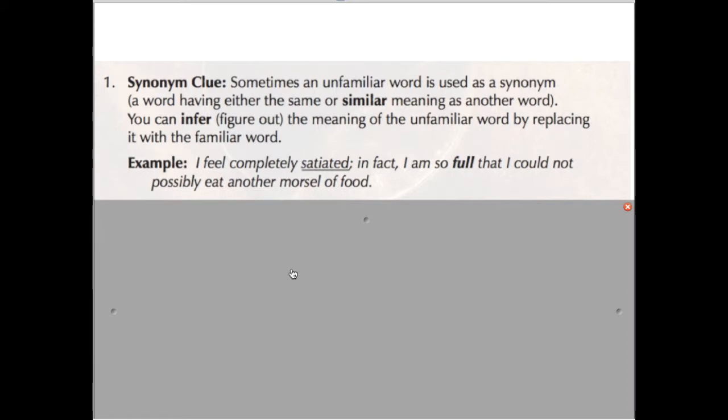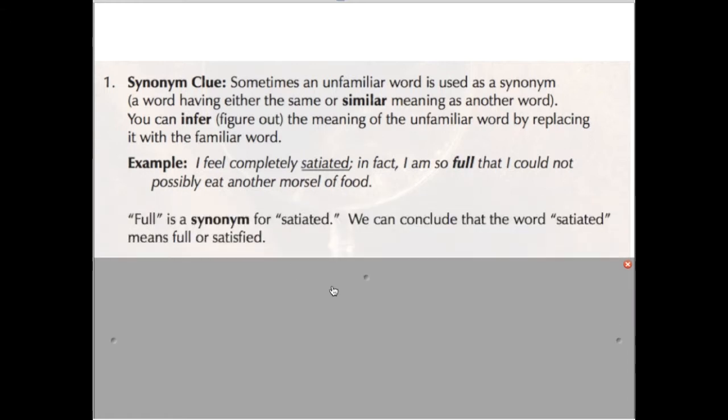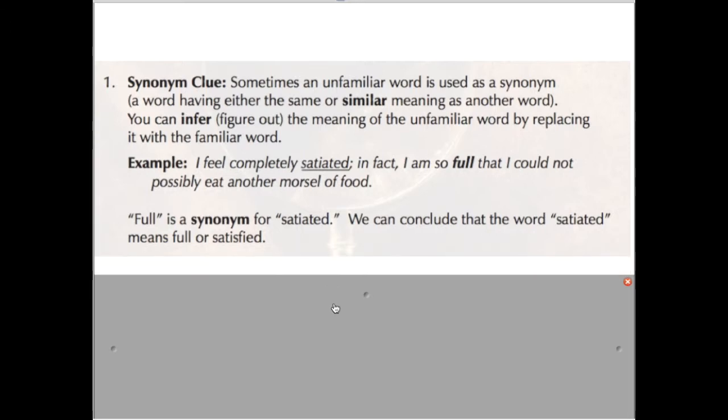For example, I feel completely satiated. In fact, I'm so full that I could not possibly eat another morsel of food. So in this sentence, satiated is followed with a similar word or a synonym. Full is a synonym for satiated. We can conclude that the word satiated means full or satisfied.